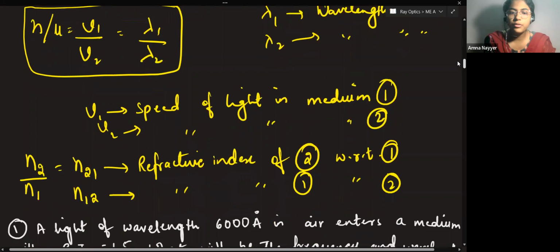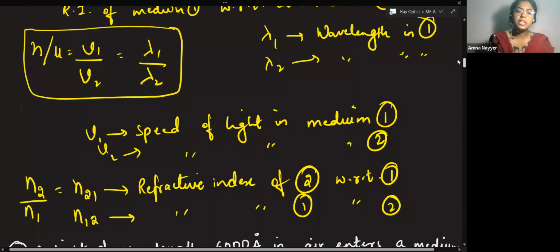For that, we divide them and write it as n2 by n1. If I write n2 by n1, that means the refractive index of the second medium with respect to the first one.